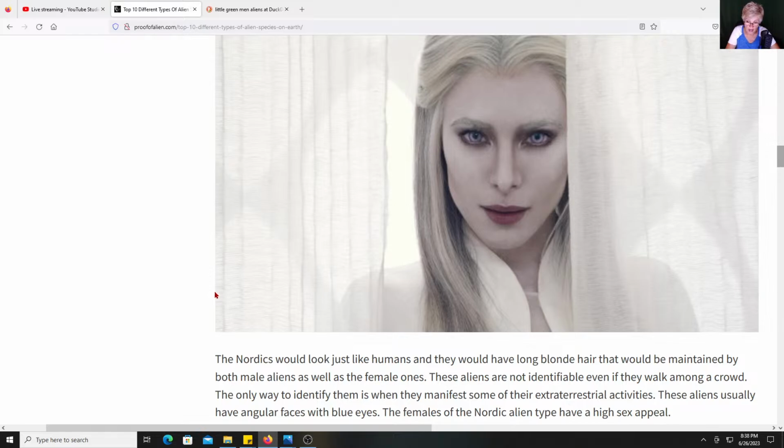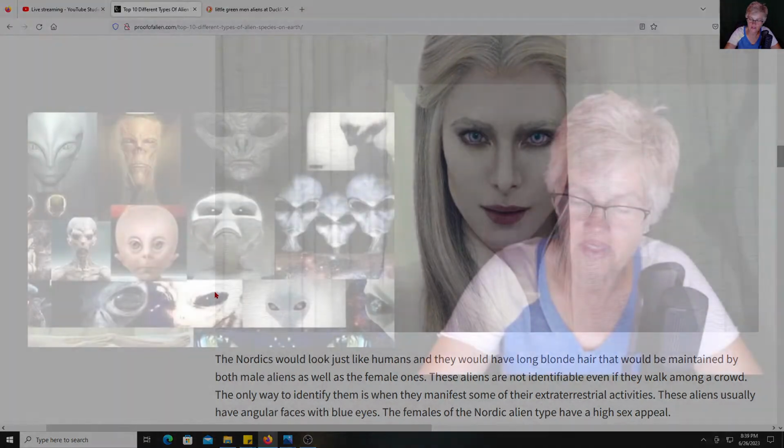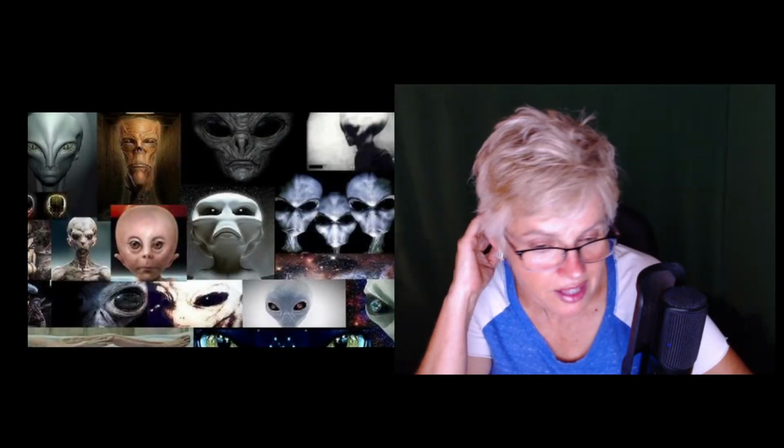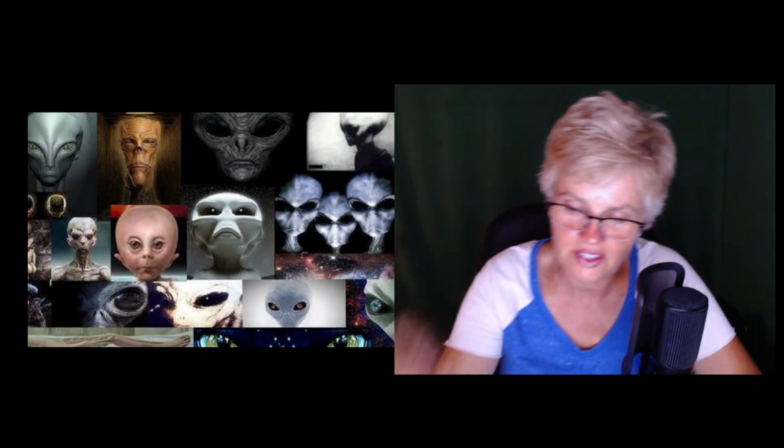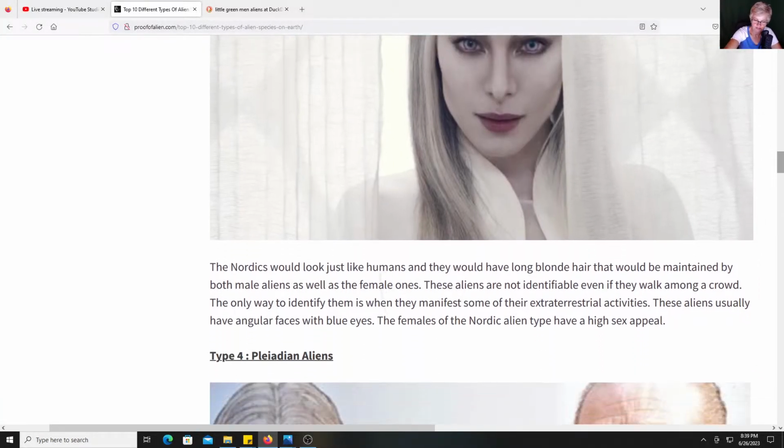And these aliens are not identifiable. Even if they walk among a crowd, the only way to identify these people is for them when they manifest some of their extraterrestrial activities. These aliens usually have angular faces with blue eyes, and the females of the Nordic alien type have a high sex appeal. Okay, you all, if you run into somebody like that, that's a Nordic: blonde hair, blue eyes, high sex appeal. All right.